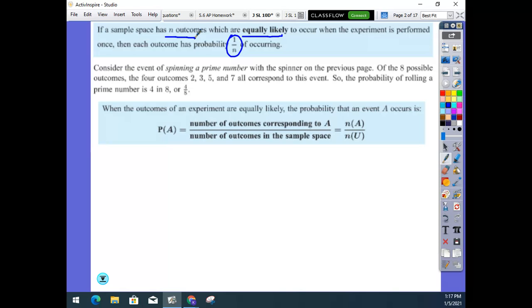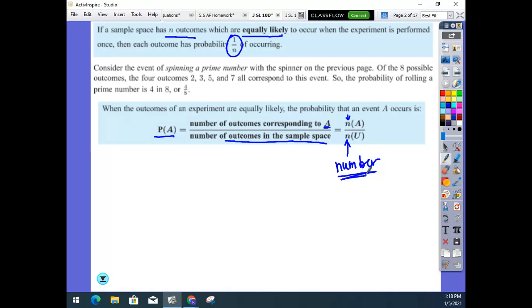So when we're looking at the probability of the event A, it corresponds to the number of outcomes of A over the total number in the sample space. Now, one thing I'll point out to you, this n just means number. This notation is important to recognize because sometimes they'll just ask you what is this value, and you have to recognize it just wants the number in that event, or the number in the universe.